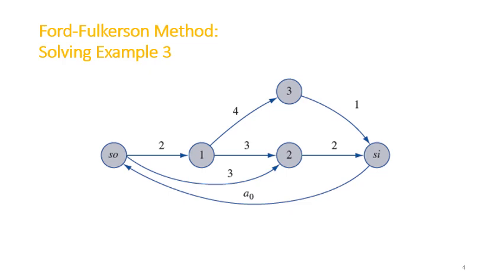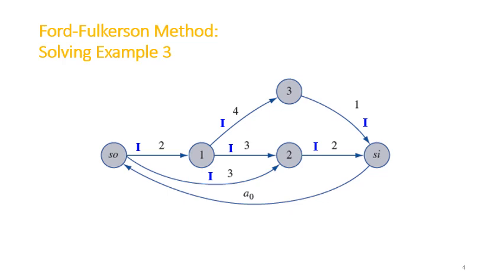Let's solve example 3. So we always start by doing nothing to the network. It means that we set the flow through each arc equals 0. Nothing flows through this network. Because the flow equals 0 on all arcs, it means that the property of all arcs in this network is still increase and only increase.